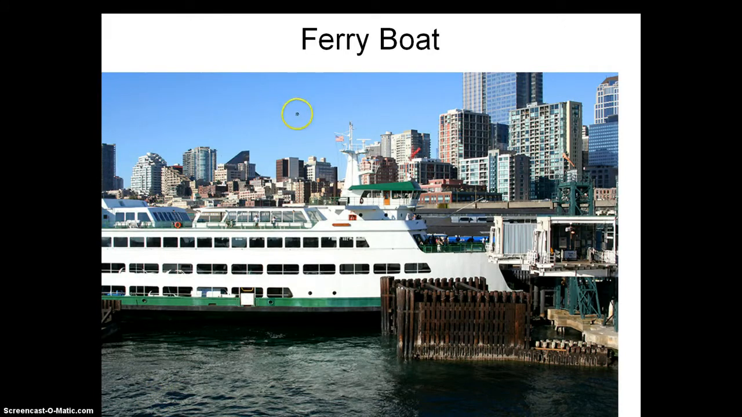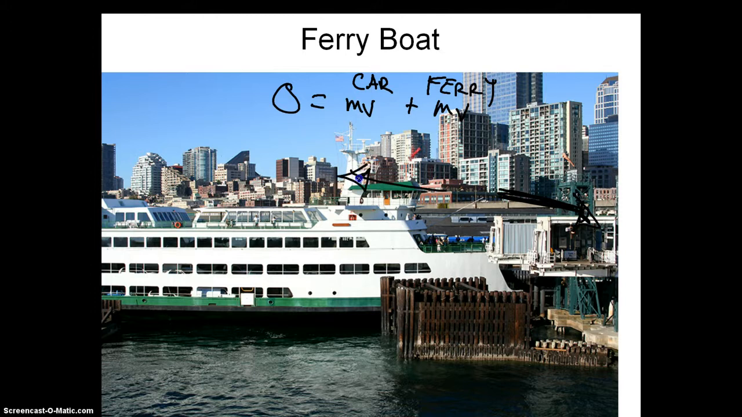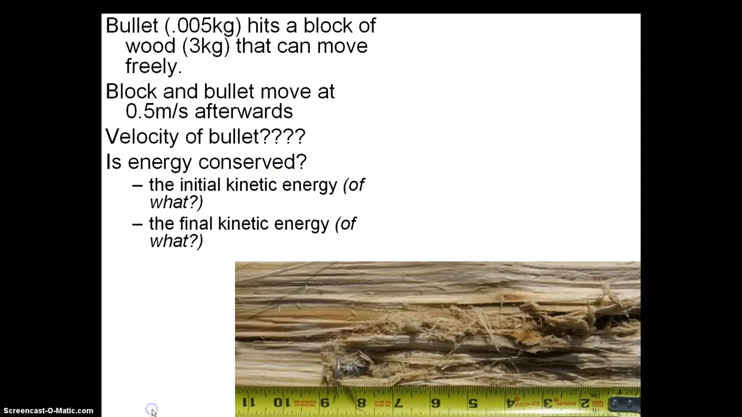Ferry boats. Guys, ferry boats, when it gets to the dock, its momentum is 0. Cars driving off, they now have momentum. So what does the ferry boat have to have? Momentum. So if the car drives off this way, which way is the ferry boat going to go? This way. That's why the ferry boats always have their engines on. Because as the cars drive off, the ferry boat wants to leave. You've done this before in boats. As you step off, the boat wants to leave.